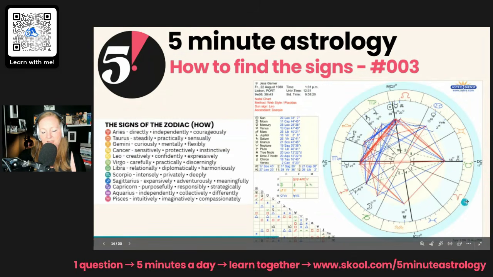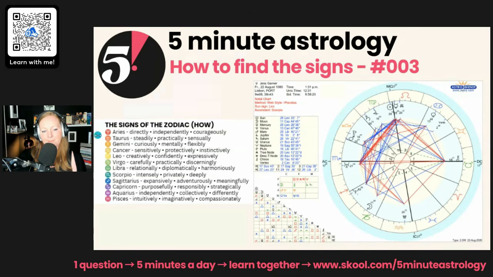So if you see here, this is Aries, this is the first of the signs of the Zodiac, and you can cross-reference it here, the 5-Minute Astrology Quick Map. And so you can see them listed here: Aries to Taurus to Gemini to Cancer, to Leo, Virgo, Libra, Scorpio, Sagittarius, Capricorn, Aquarius, and Pisces.